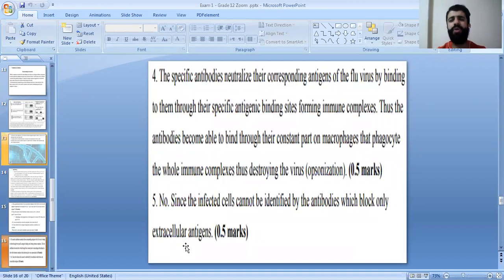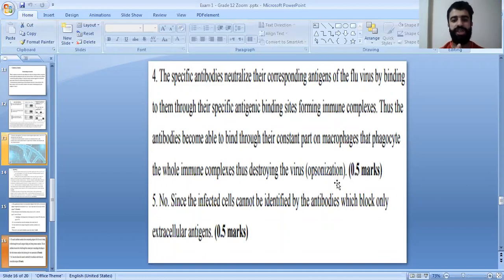Here, in part 4, the most important word that you have to mention, and you didn't mention it, approximately half of the mark will be eliminated. Out of 0.5 marks, we're going to give 0.25 if you were perfect. So you have to say opsonization.